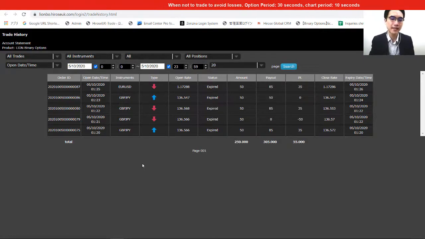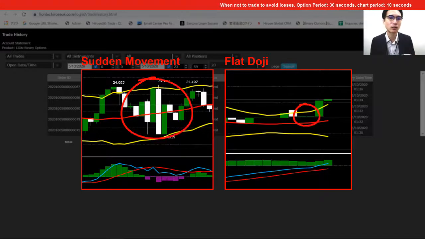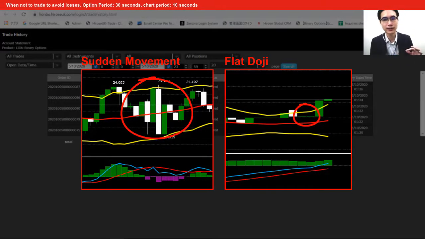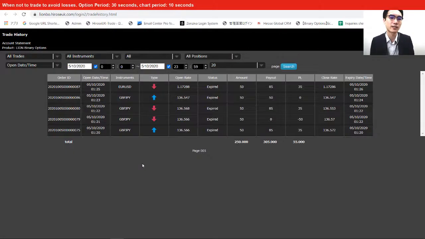Again, if you see sudden movements in candlesticks, or when you see a lot of dodgy, flat lines, that means it's not an ideal market for you to trade with, which I did today, and that's why the result is not as good as what I normally do. So anyway, I will call it for a day, and because I'm still ending in profit, which is not bad.